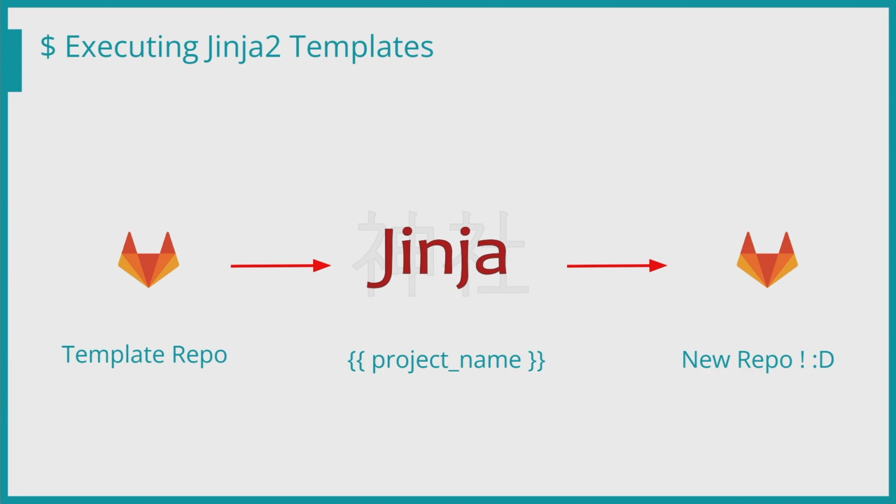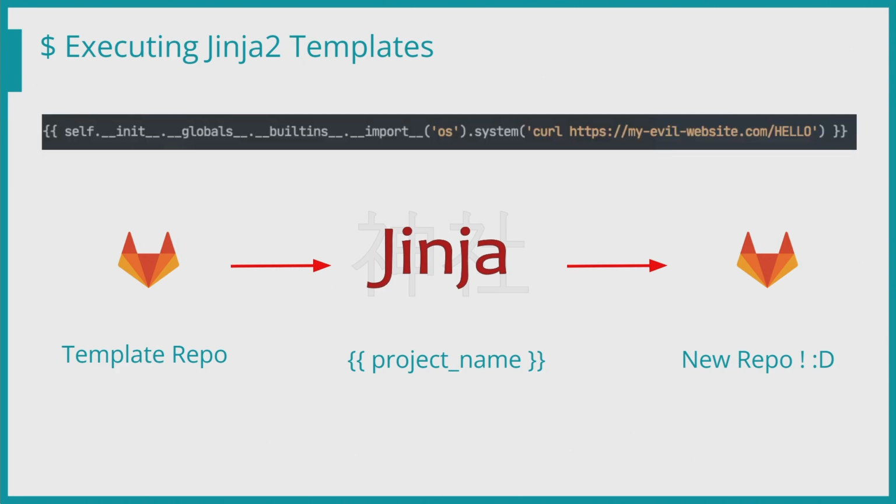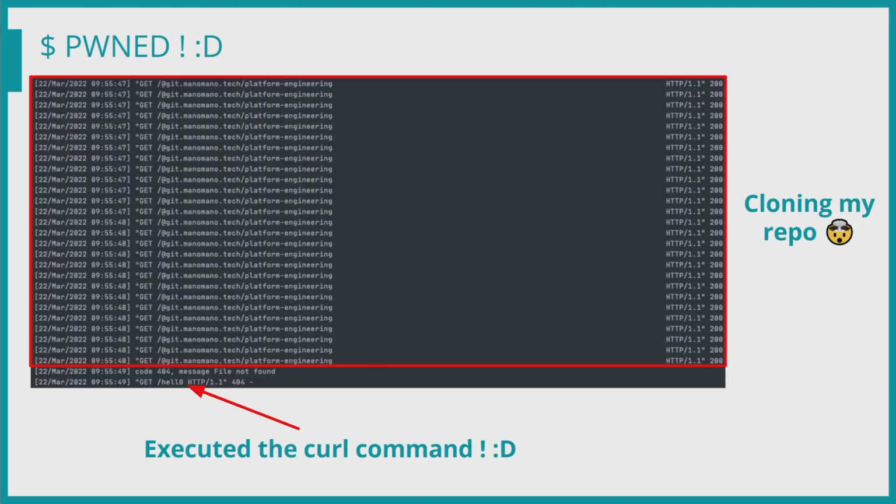And so we actually use internal repositories with some templating, and then the pipeline was running Jinja to create a new repository. So knowing that it was Jinja, all you need to do then is to put that payload, which actually is importing the OS library and then executing the system function to get OS calls. So at that moment, I just did a curl on my own domain, and it worked.